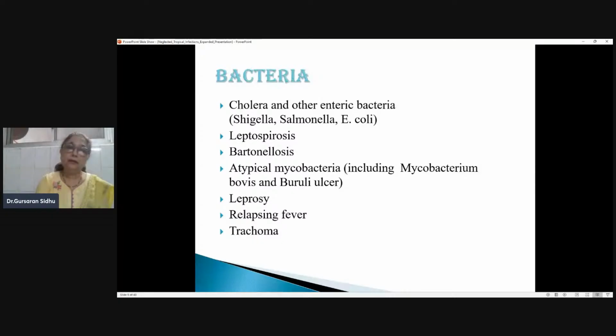So we don't have to forget it. It is not a disease which is not seen. We still see it. Shigella, Salmonella, E. coli are of course very, very common. Leptospirosis we don't forget. Similarly, Bartonellosis, atypical bacteria, including Mycobacterium bovis, and leprosy.